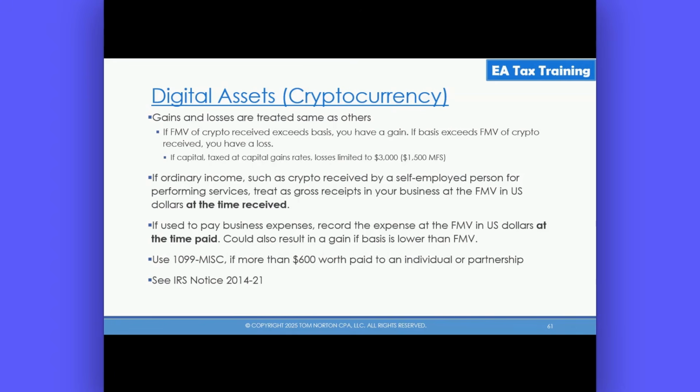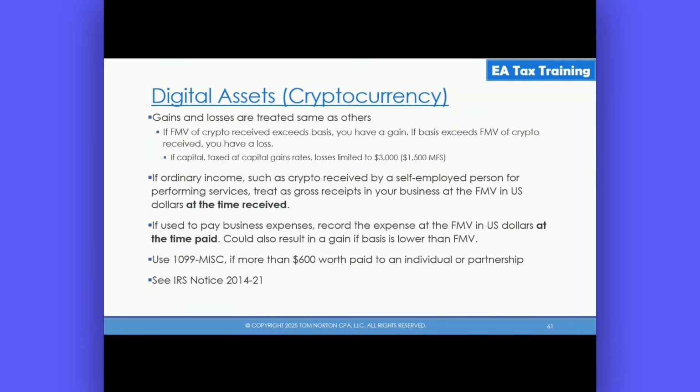If it is ordinary income, such as crypto received by a self-employed person for performing services, then you are going to treat that as gross receipts in your business at the fair market value in US dollars at the time it was received. So you don't look and see whether or not the value went up or down by the end of the year. It is the value at the time it was received that counts as income. If you use it to pay business expenses, then similarly, it is the fair market value in US dollars of that crypto at the time it was paid.